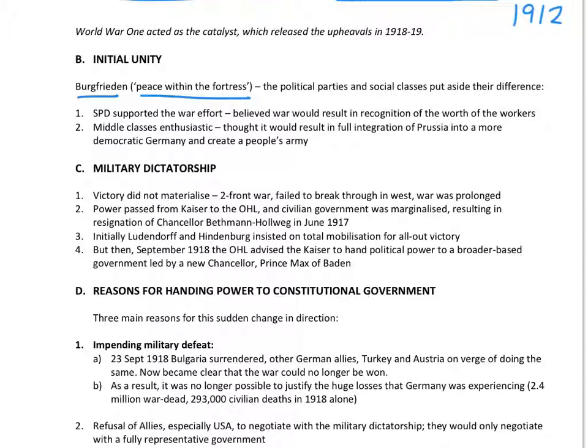The political parties and social classes put aside their differences. So the SPD supported the war effort. They believed the war would result in the recognition of the worth of the workers. The middle classes were enthusiastic. They thought it would result in the full integration of Prussia into a more democratic Germany and the creation of a people's army. So both those points were developed in the previous Stephen Lee essay that I've already done a podcast on, which was about the effect of World War One on Germany.